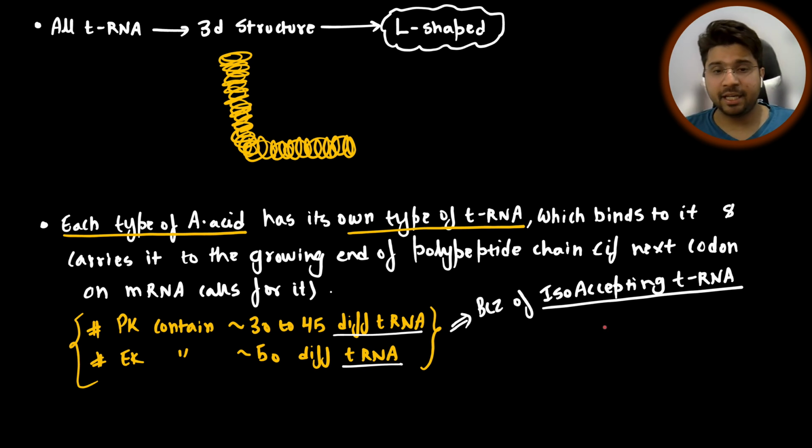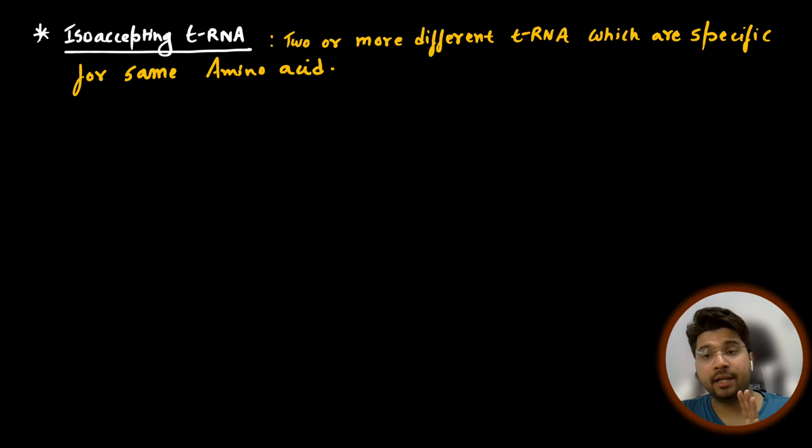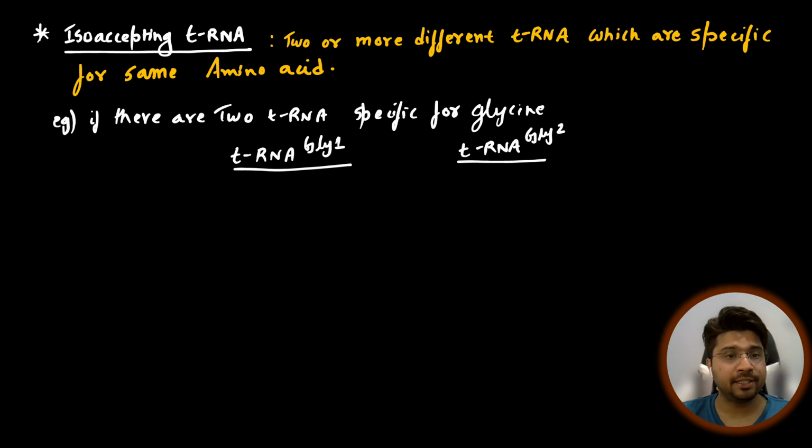This is basically because of something called isoaccepting tRNA. Now you must be wondering what isoaccepting tRNA stands for. Isoaccepting tRNAs are two or more different tRNAs which are specific for the same amino acid. For example, if there are two tRNAs specific for glycine, one of them would be labeled tRNA glycine 1, and another would be labeled tRNA glycine 2.